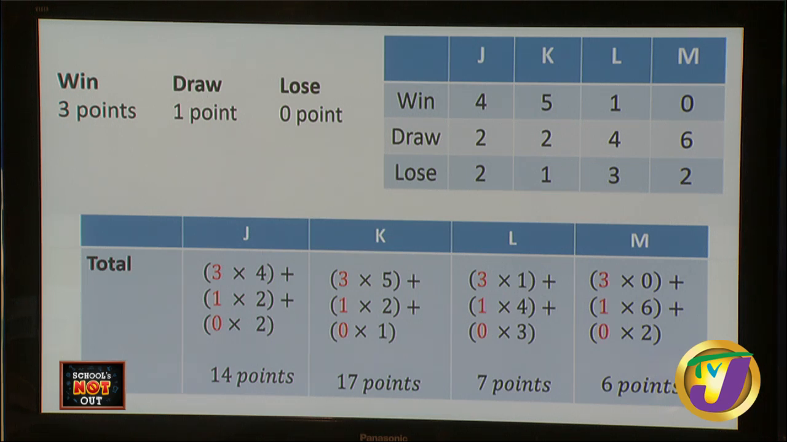K is top in this competition, man. Yes, looking at it, K is at the top of this table. Yes. That's what they say in these matches, at the top of the table. Top of the table. Yes, sounds familiar.